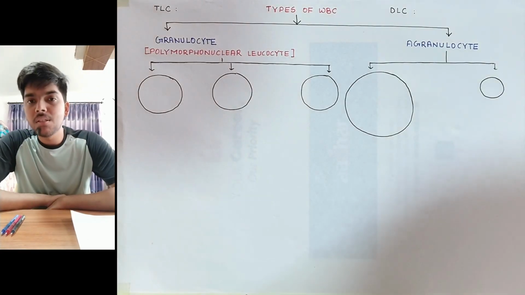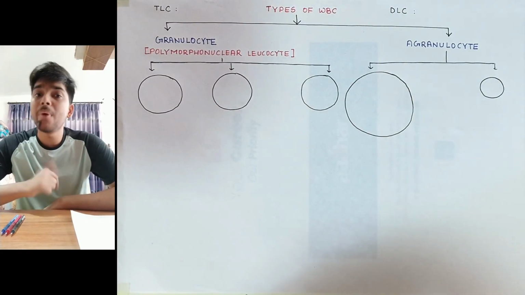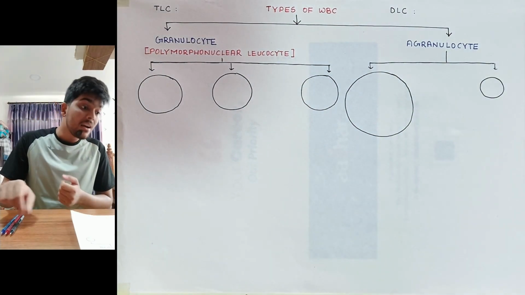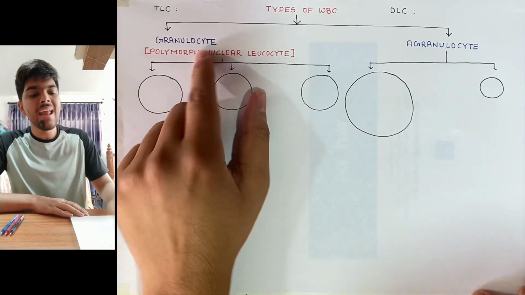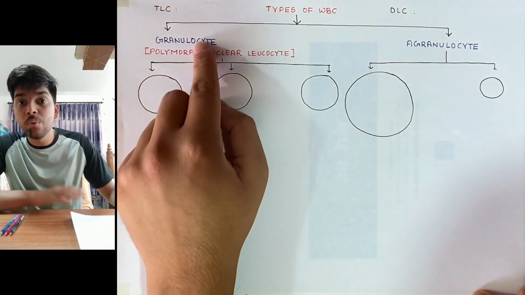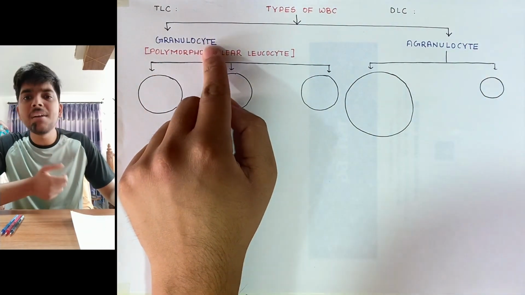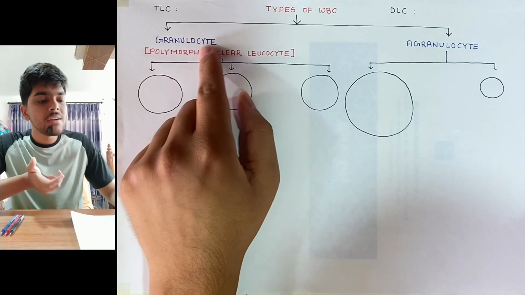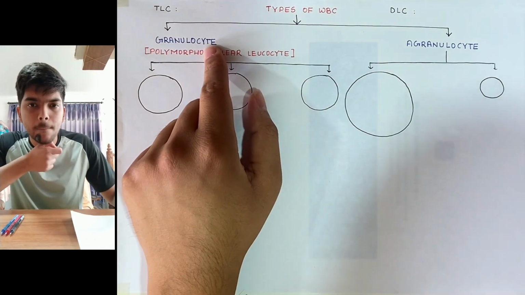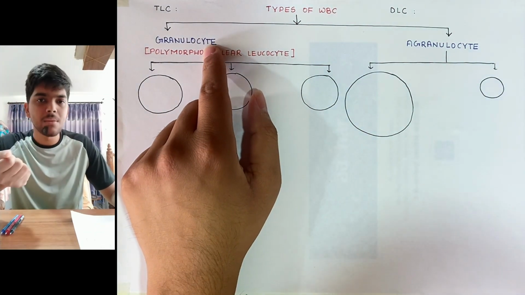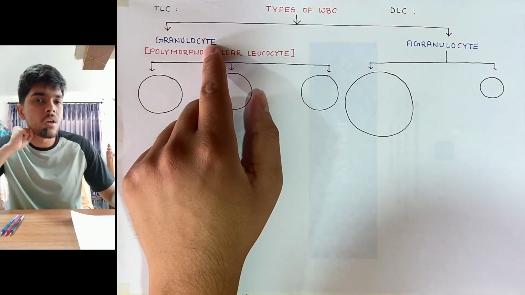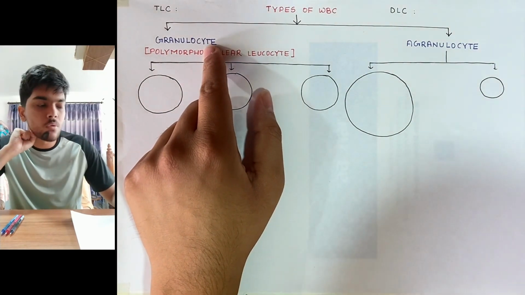WBC is categorized into two types on the basis of presence or absence of granules. So the two types are granulocyte and agranulocyte. Granulocyte contains granulo, which refers to granules, and cyte means cells. So granulocytes are those white blood cells that contain granules. Granules are filled with enzymes that the WBCs secrete. That depends on the type of WBC we are talking about or the type of granulocyte we are talking about.